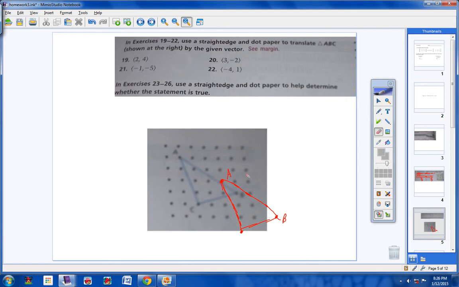Let's take triangle ABC and let's translate it negative 1, negative 5, which is what 21 said to do. So point A goes negative 1, then 1, 2, 3, 4, 5. So there's point A. C would be negative 1, and then 1, 2, 3, 4, 5. So here's point C way down here, okay? Now B would be negative 1, and then 1, 2, 3, 4, 5. So right here, okay? There we go. Okay, students. So we took the triangle ABC and translated it to negative 1, negative 5.